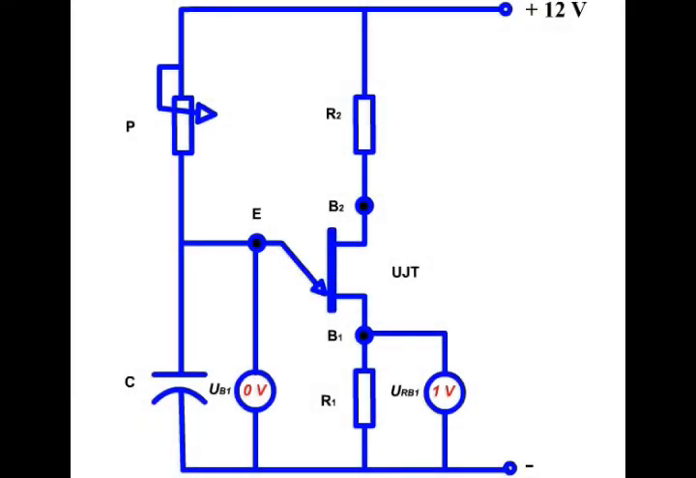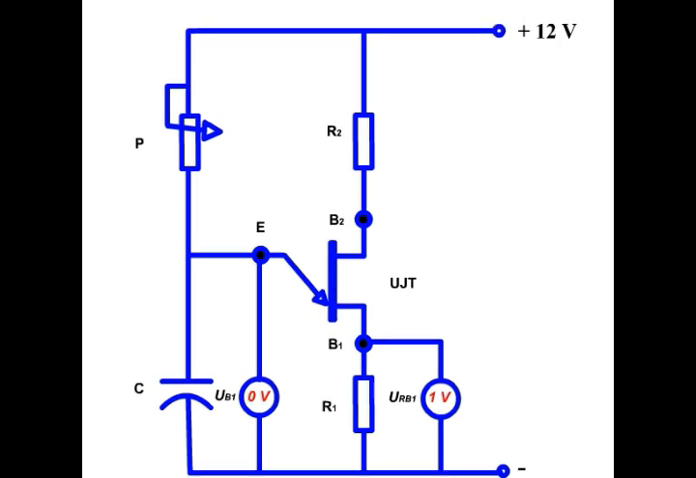If a small positive input voltage, which is smaller than the RB1 resistance voltage, VBB, is applied to the emitter input terminal, the PN junction of the diode will be reverse biased, resulting in a high impedance and the part will not turn on. The UJT is off and the current is zero.